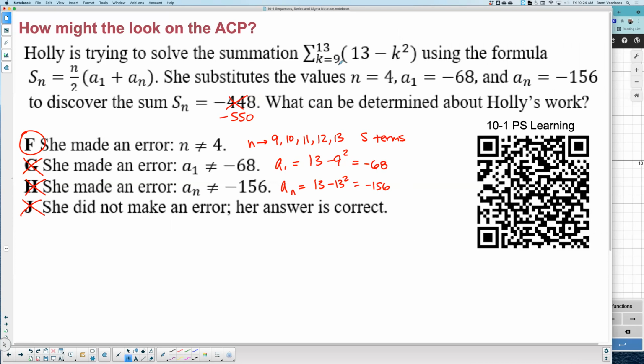Now, check this out, please. This throws off students all the time. If they don't start at 1, the number of terms is not 13 minus 9. Because if you did that, you eliminate 9. When you subtract by 9, you eliminate the 9. We actually count the 9. So the formula for this is the upper bound minus lower bound plus 1 more, because you don't want to eliminate that.